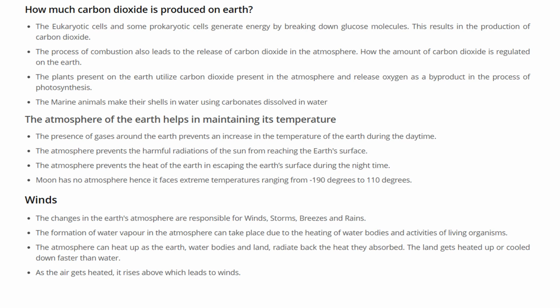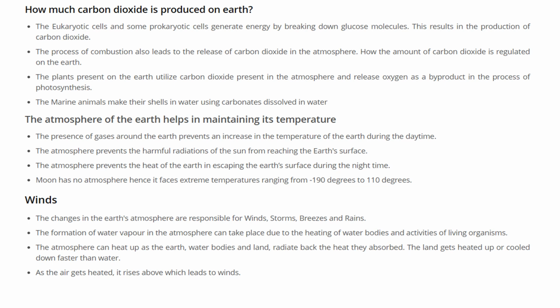And also, the direct radiations that come from the sun, it prevents harmful radiation. There is something called the ozone layer that prevents the harmful radiation from the sun from reaching the earth's surface. Okay, so coming to the other point, the moon is also at the same distance from the sun. The moon does not have an atmosphere, so the temperature ranges from -190 degrees Celsius to 110 degrees Celsius.